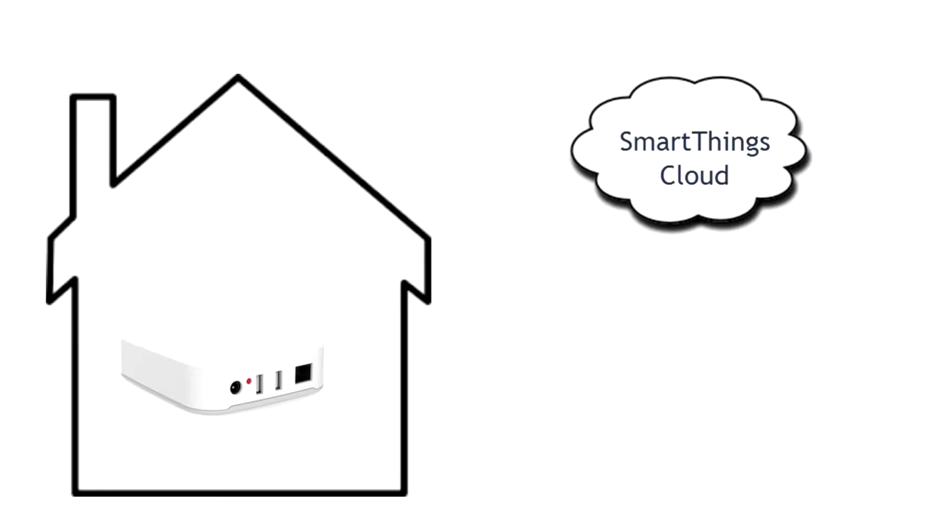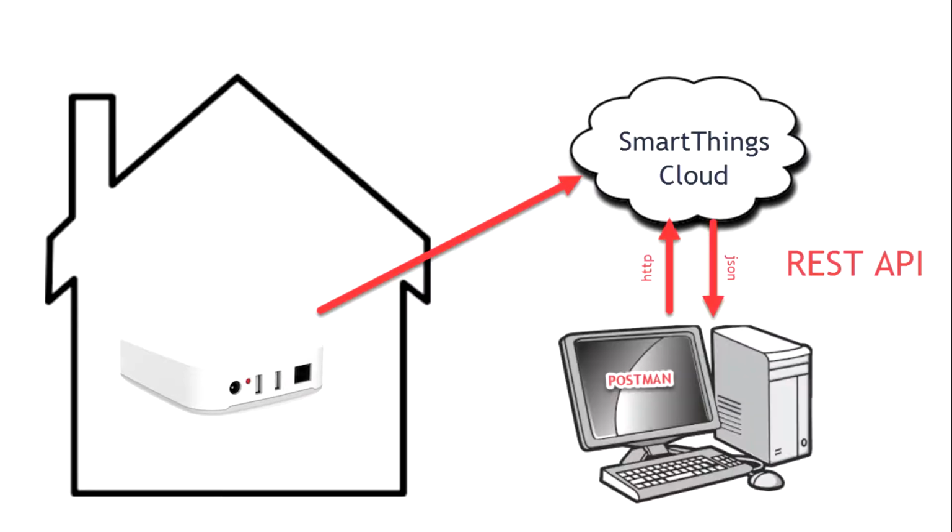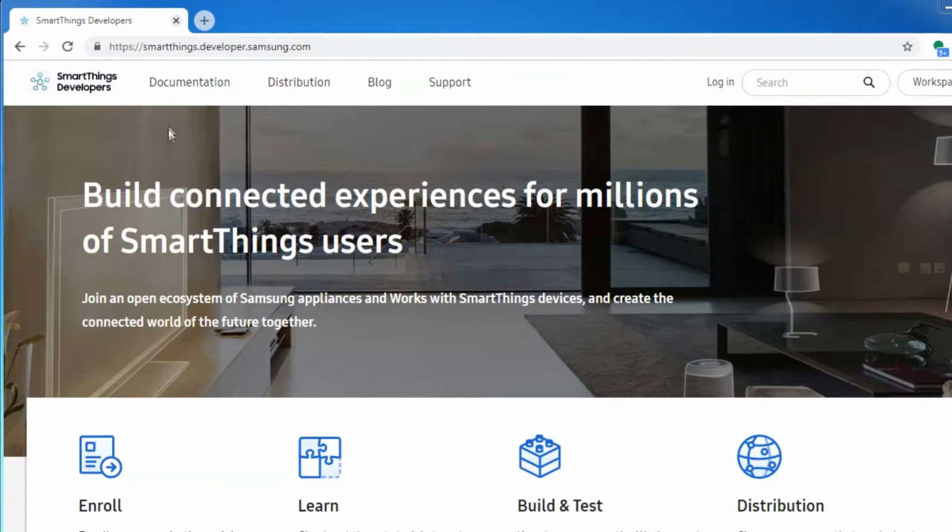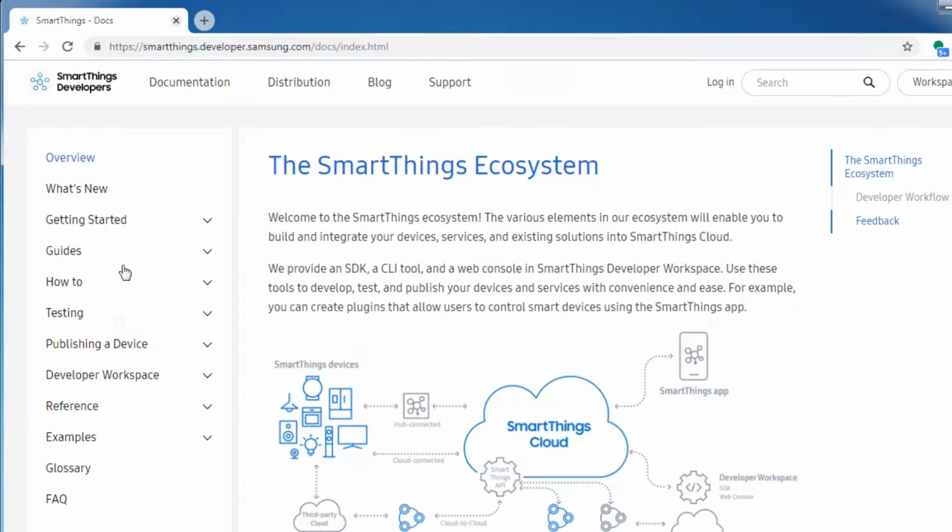Okay, in this video, I'm going to assume you've got the SmartThings Hub set up and it's already talking to the SmartThings Cloud. What we're going to do is query the SmartThings Cloud using the REST API, which is basically sending a HTTP request to the cloud and getting some JSON data back. And we're going to use an application called Postman.